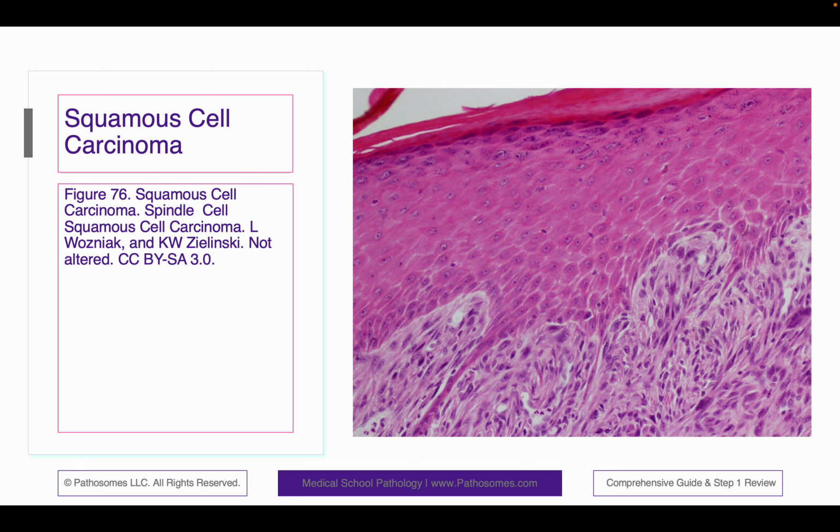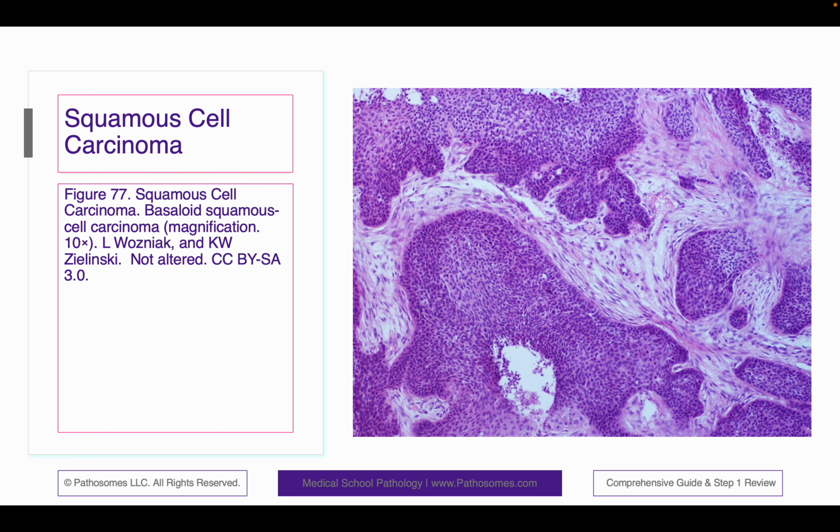Now this is a spindle cell squamous cell carcinoma. So not what you would classically see, right? It's a little spindly. And this is a basaloid squamous cell carcinoma, right? This is not what you would typically see, but you need to have it on the differential.